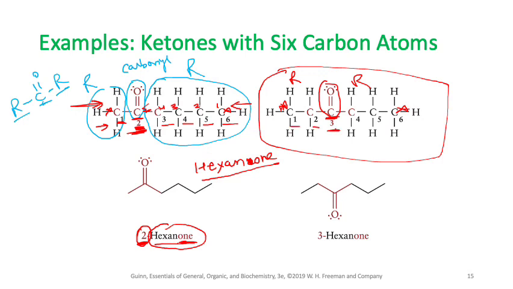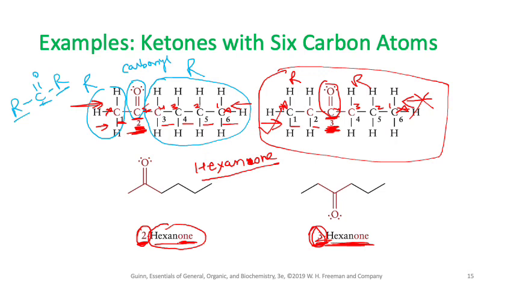The third carbon has the carbonyl group, but if we had started from the other side, 1, 2, 3, 4, then the fourth carbon would have the carbonyl group, which is not possible because we already got the lowest number, 3. So we have to start from this side. This is the right one, this is wrong. 1, 2, 3, 4, 5, 6, again hexanone, but you have to specify where the carbonyl group that makes the ketone is: on the third carbon. So 3-hexanone.